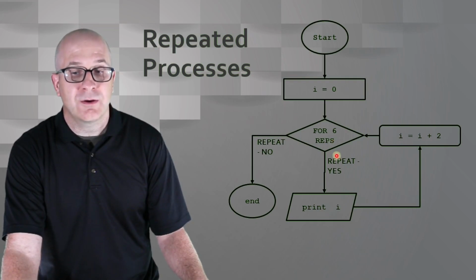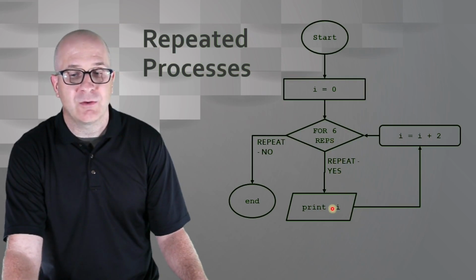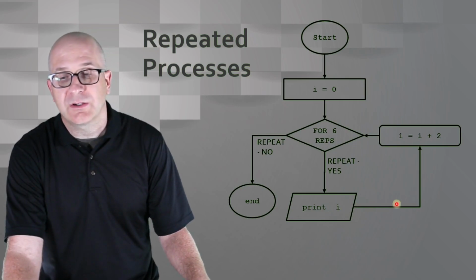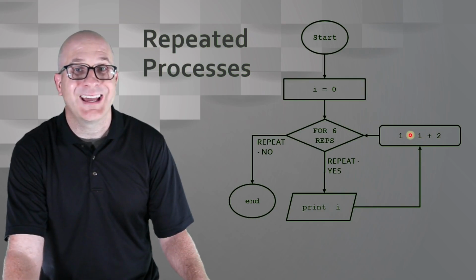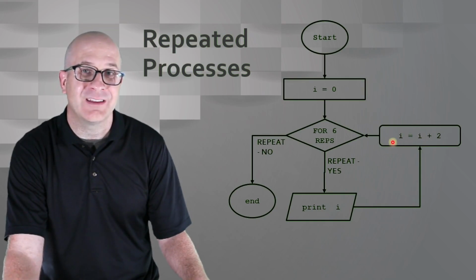So we're going to do our third repetition. We're going to print a value of 4. We're going to go across here. We're going to take the value 4, add 2 to it, and get 6. So the new value of I is 6.